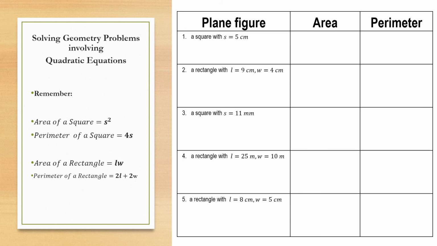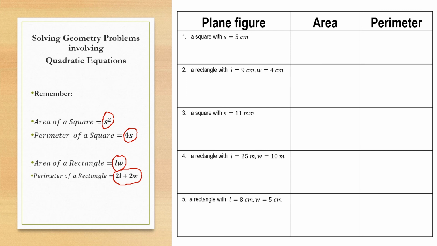So remember that in finding the area of a square, it is simply equal to the square of a side. For its perimeter, the perimeter of a square is equal to 4 times the measure of a side. While in that of a rectangle, the area is equal to length times the width. While the perimeter of a rectangle is equal to twice the length plus twice the width.